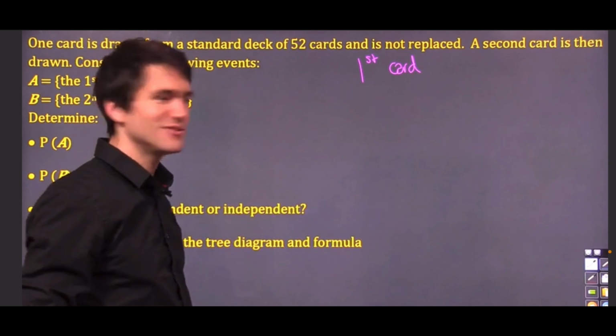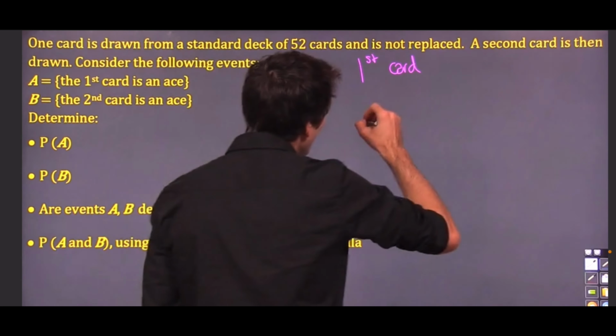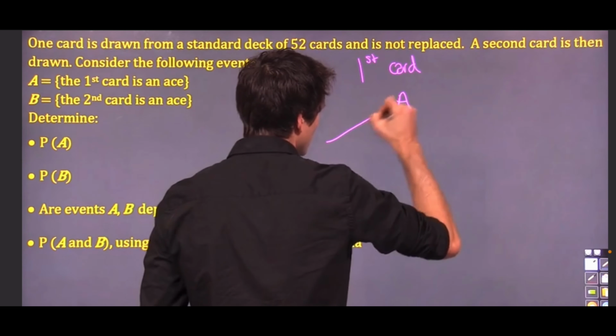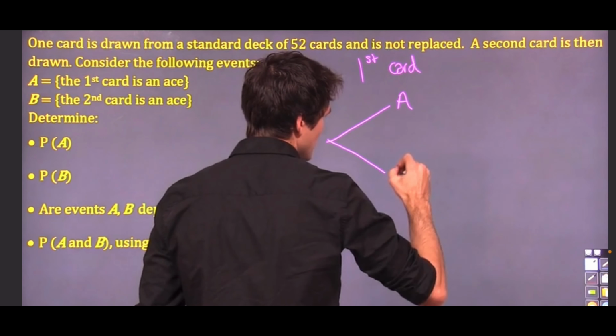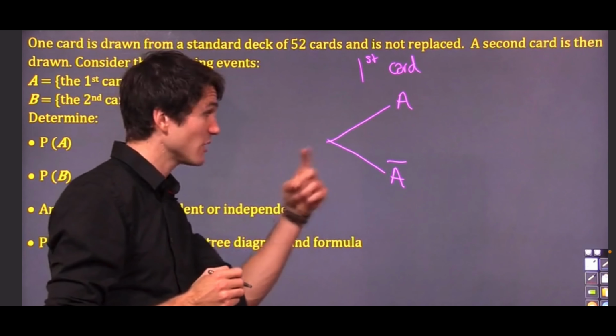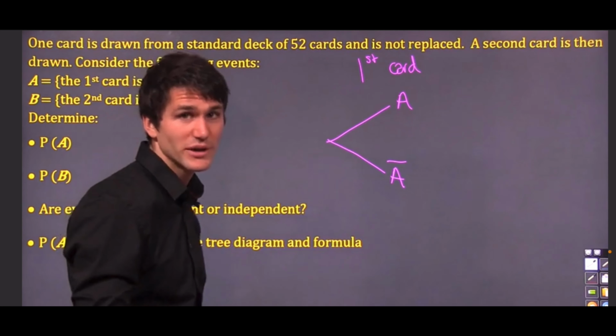Let's just separate this into two cases. Either the card is an ace or it's not an ace, right? So let's make our first event being an ace, and our second event is not an ace. Remember, this bar on top just means the complement. It means everything but an ace. It could be a 2, 3, 4, 5, 6, all the way to king.